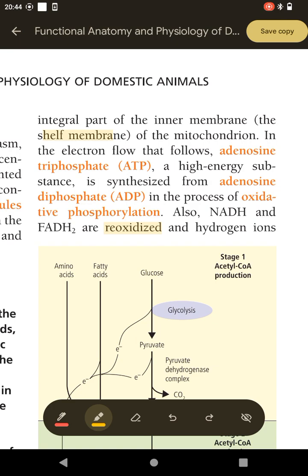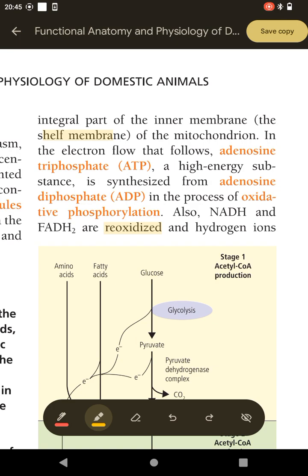This comes into detail how these productions occur, how the transfer occurs. These all come into biochemistry. We are studying physiology. So in brief, electron flow allows ATP, a high energy substance, to be synthesized from ADP in the process of oxidative phosphorylation, and the process of formation of ATP from ADP is known as oxidative phosphorylation.